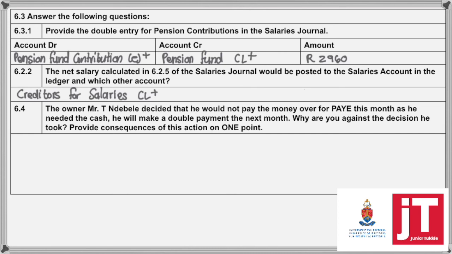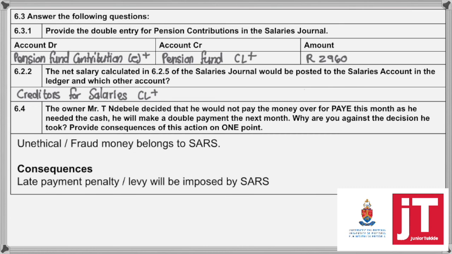And then lastly 6.4. They say the owner, Mr. Tindebele, decided that he would not pay the money over for pay as you earn this month, as he needed the cash, and he will double the payment next month. Why are you against this decision he took, and provide consequences for his action. It's unethical or fraud. The money belongs to SARS. He cannot keep it. It's not his money, it's SARS's money.